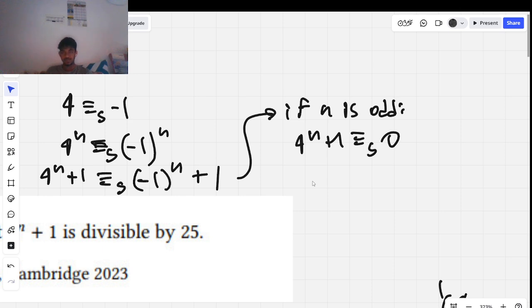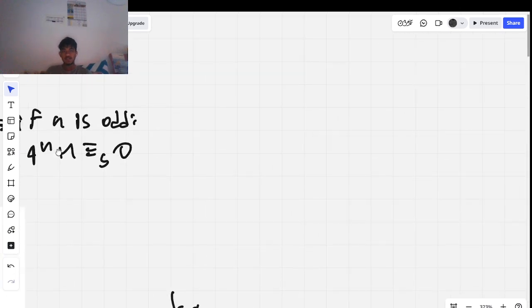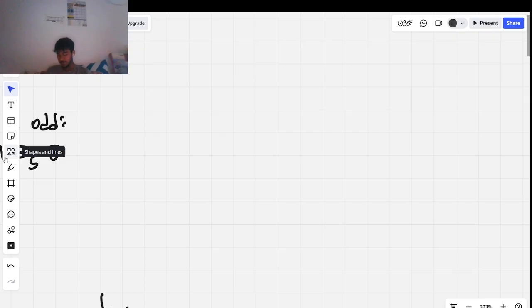So I'm going to repeat this process again, with some empty space here. So we want 4 is 1 mod 25, because 24 is the nearest multiple, and 4 times 6 is 24. That means 25 is 1 more than a multiple of 4. I hope that makes sense.